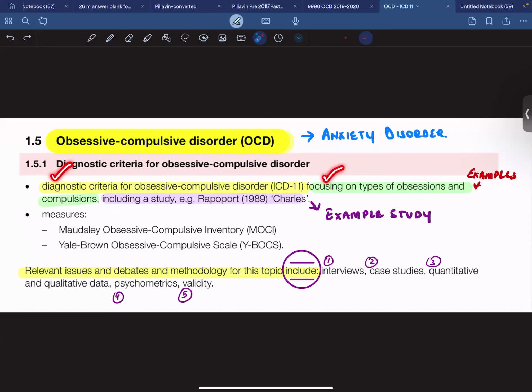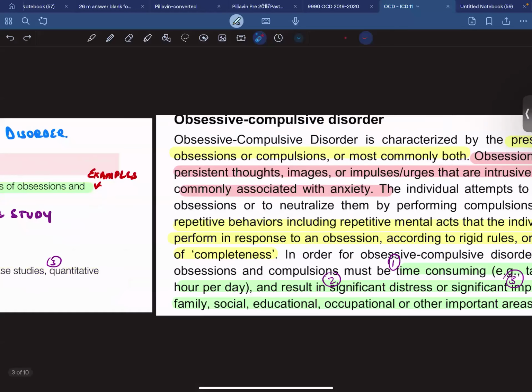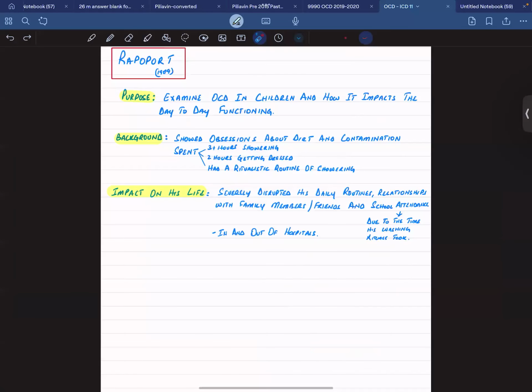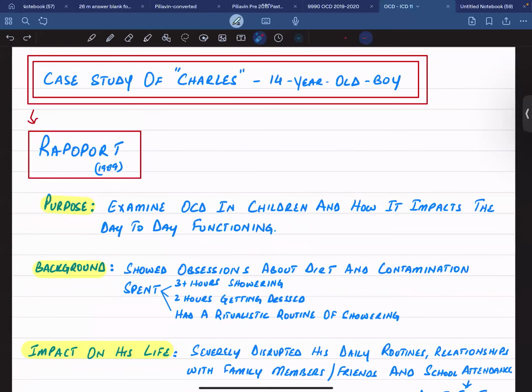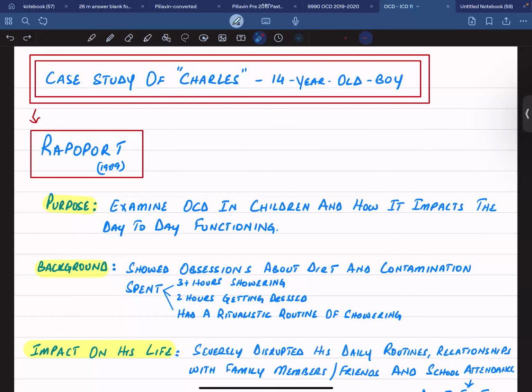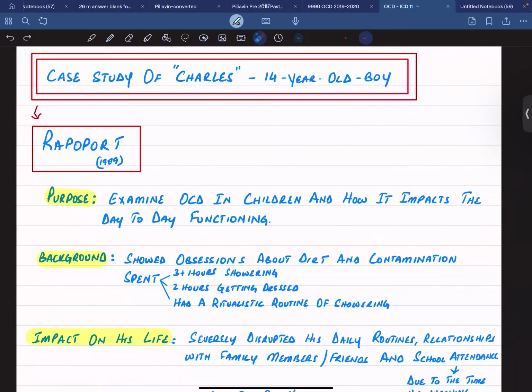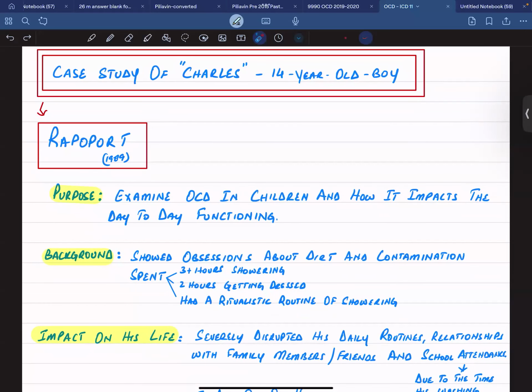This example study was conducted by Rappaport. Rappaport conducted this research in the year 1989 on a young boy known as Charles. You might want to take a screenshot of this. Rappaport conducted this case study. Now, this is a case study.